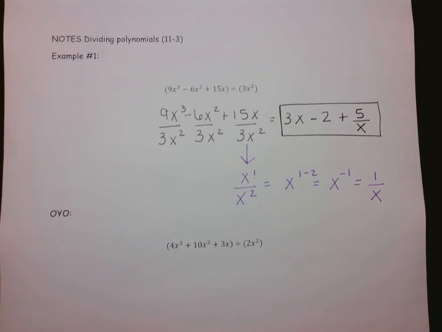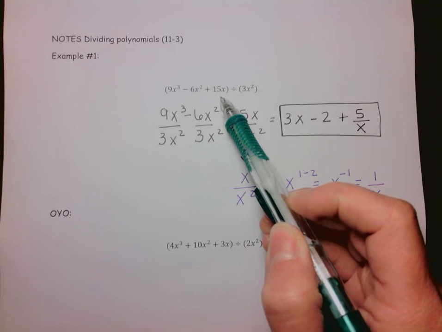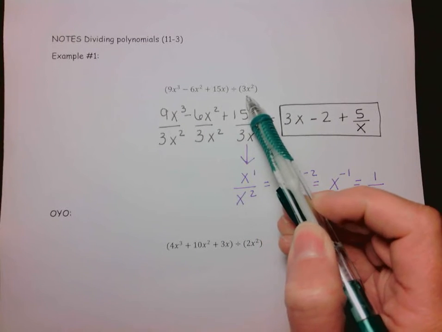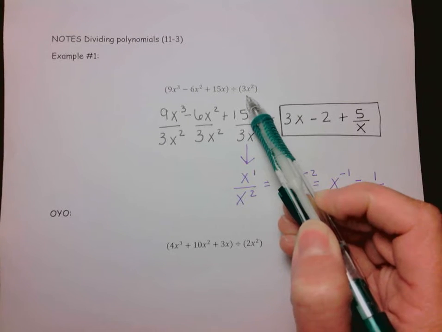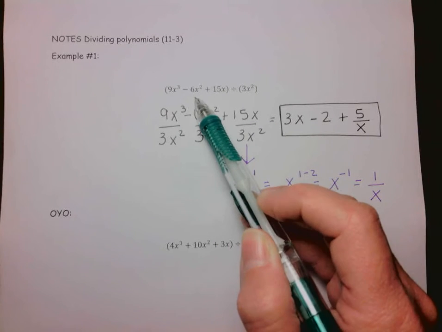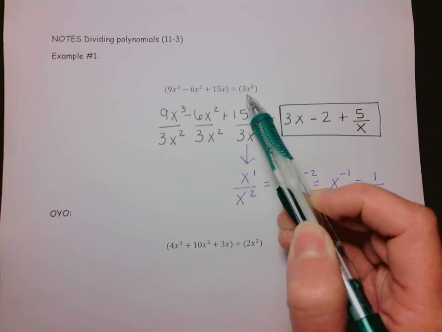So in example number 1, I have a trinomial and I am dividing that by a monomial. There are multiple different ways to do this. The easiest way to divide a trinomial by a monomial is to just take each term of the trinomial separately and individually and divide each term by the monomial.